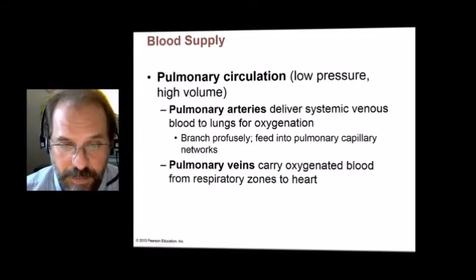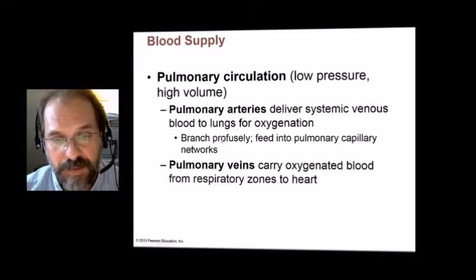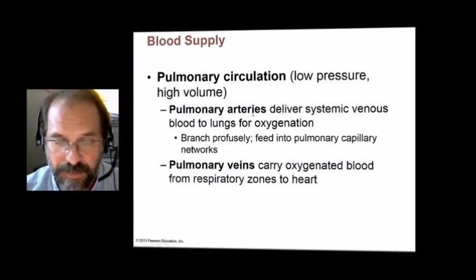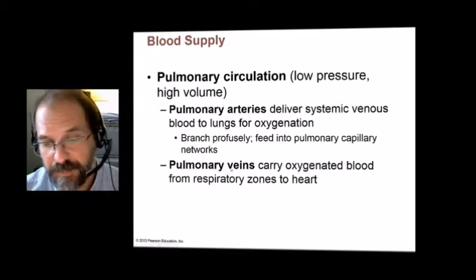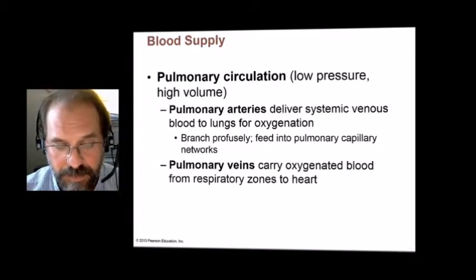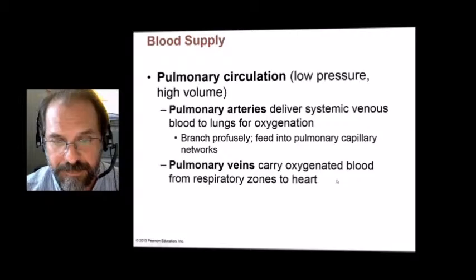Okay, it's probably the 10th time we've mentioned this. For pulmonary circulation, the pulmonary artery carries deoxygenated blood from the right ventricle of the heart to the lungs to get oxygenated. The pulmonary veins then collect the oxygenated blood up and deliver it back to the left atrium of the heart, where it then goes into the left ventricle for dissemination around the body.